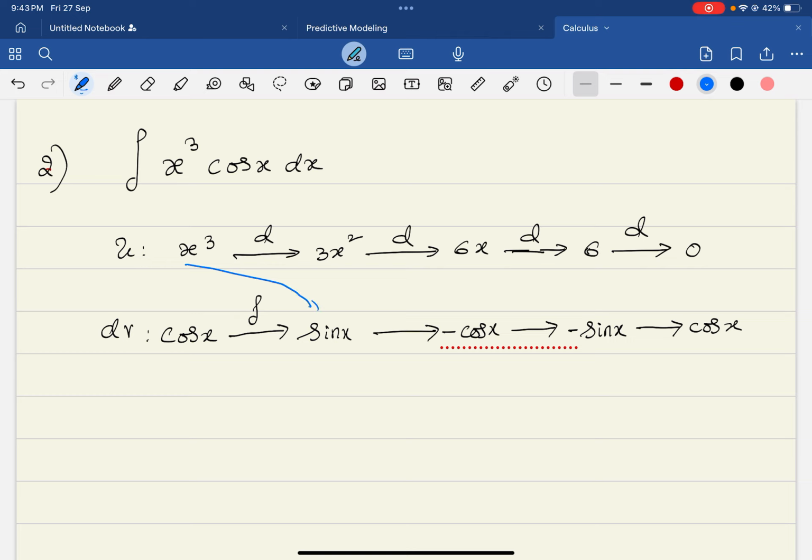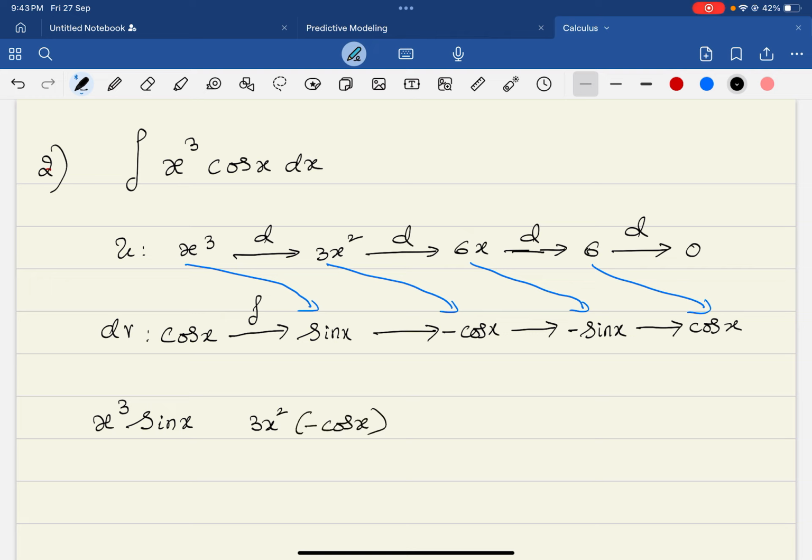Now what we have to do? Take the products diagonally with the next term, and write down the products here first. So the solution is x cube sin x, 3x square times minus cosine x. Don't put the alternating plus minus yet. First write down the terms properly, and please remember, whenever there is a negative sign, immediately put a bracket, otherwise you will get confused. 6 cosine x plus the constant. And now you start putting the plus minus plus minus.